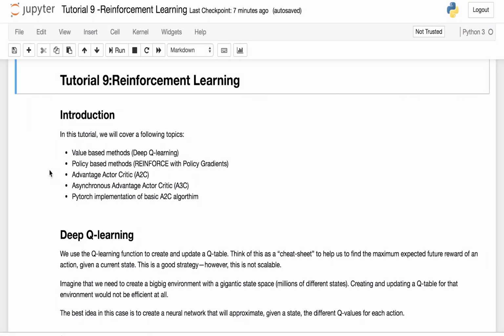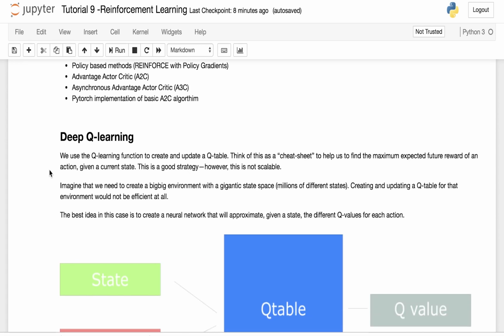Hello everyone. So today's tutorial we will talk about reinforcement learning. First I will present you some of the basic deep learning reinforcement methods, and then we will emphasize the implementation of the actor-critic algorithm. So you will understand why we actually use this strategy, and let's start.